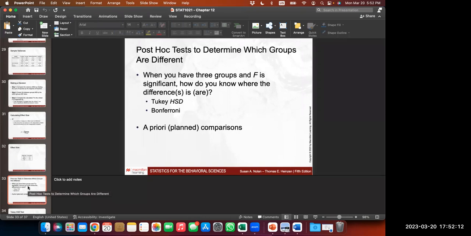There are two reasons why you would do post hoc tests. One is that you have found a significant difference, so you found a significant F. That's reason number one. Reason number two is that when you expressed your research question, you had a planned comparison already in the back of your head. That's essentially the second reason.